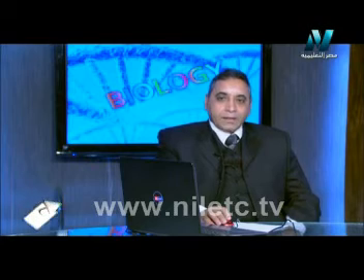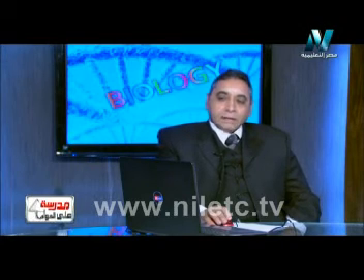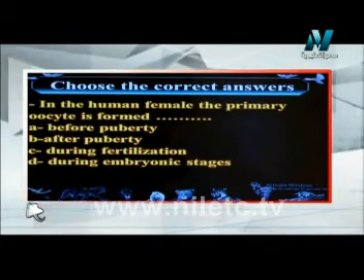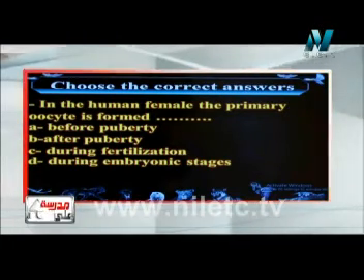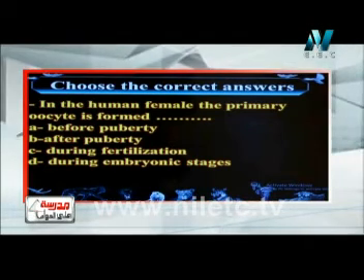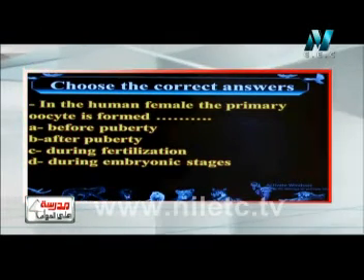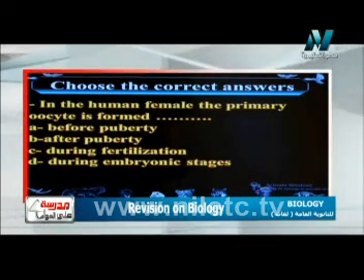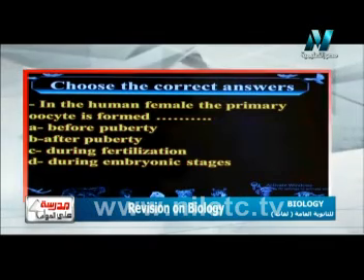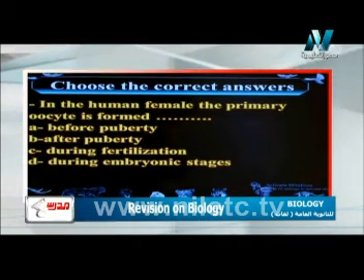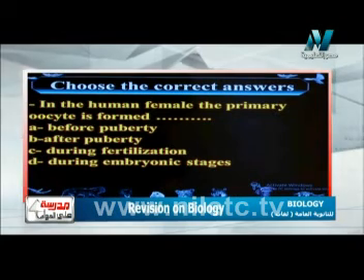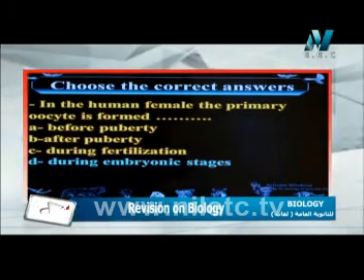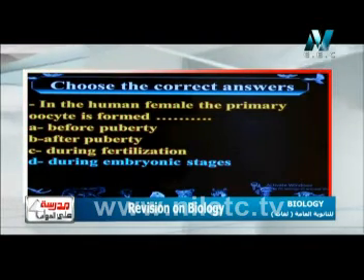نبدأ كده بأول سؤال. بيقولك choose the correct answer. In the human female the primary oocyte is formed: A, before the puberty; B, after puberty; C, during fertilization; D, during the embryonic stages. The question asks about the formation of the primary oocyte. Of course, the right answer is during the embryonic stages.